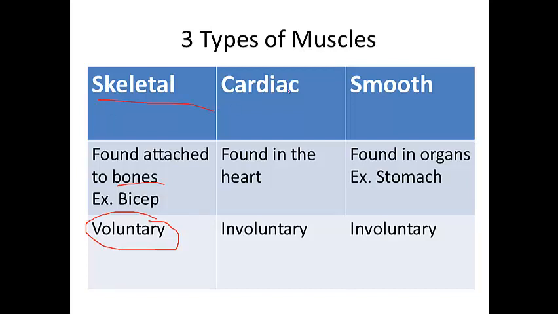I control it. Cardiac is found in the heart, and this is considered involuntary. You do not control your heartbeat. It happens on its own. And smooth muscle. Smooth muscle is found in the organs like your stomach and most of your digestive tract. This is also involuntary because you are not controlling the passage of food through your digestive system or any other organs.